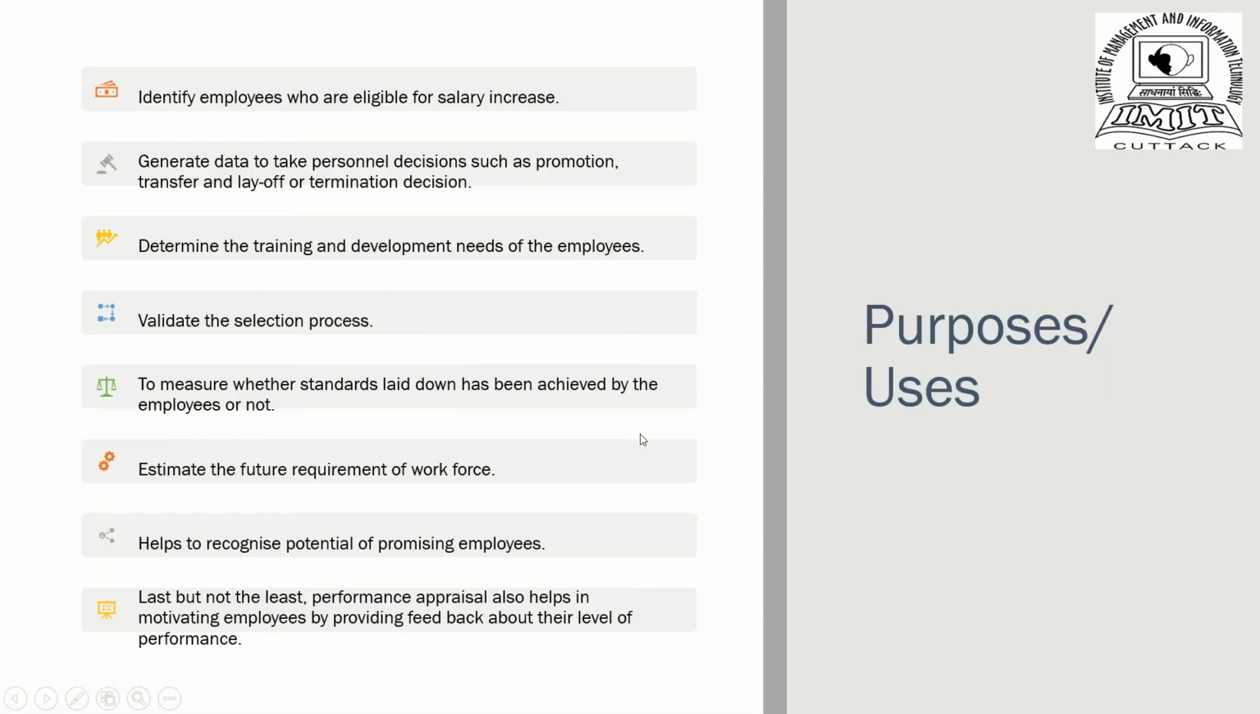Then we can move on. So what are the purposes? Now the performance appraisal data is ready. When the performance appraisal is over, the data obtained through it has to be used properly. So identify employees who are eligible for a salary hike, those who have really accomplished the target. Those who have exceeded the benchmark can be given a salary hike.